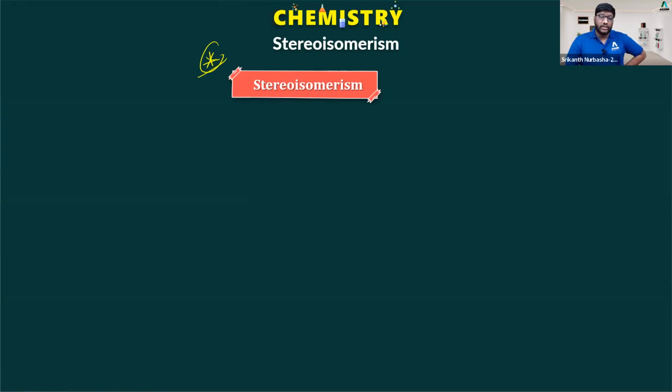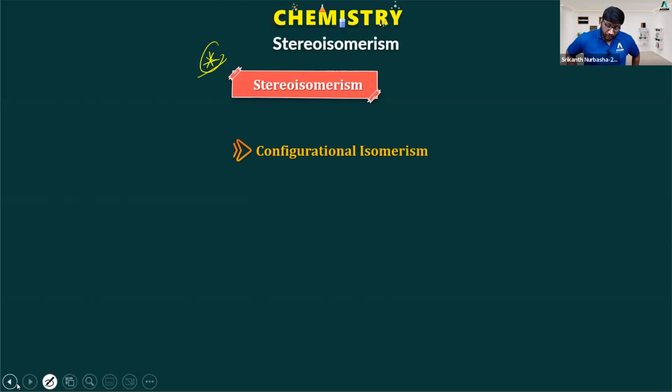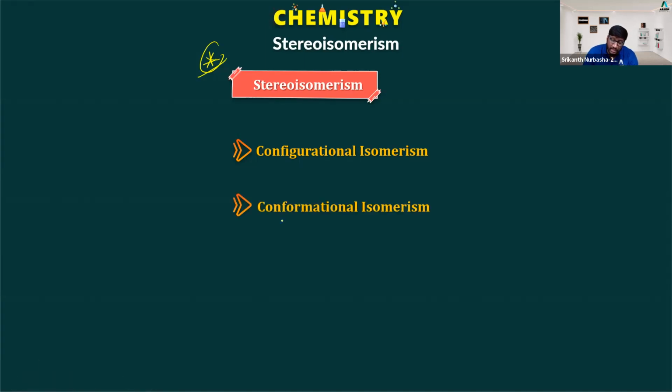Stereoisomerism. The first part of stereoisomerism is configurational isomerism and conformational isomerism. In the configurational, we have discussed geometrical isomerism, which is mainly due to restricted rotation around the carbon-carbon double bond, or around the carbon-carbon single bond in cycloalkanes. Then conformational isomerism is due to free rotation around the carbon-carbon single bond.